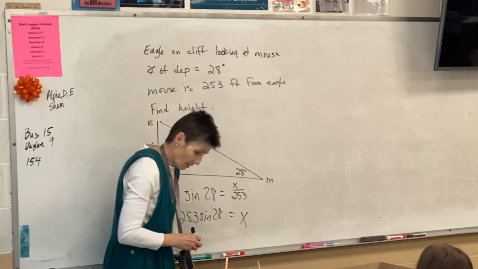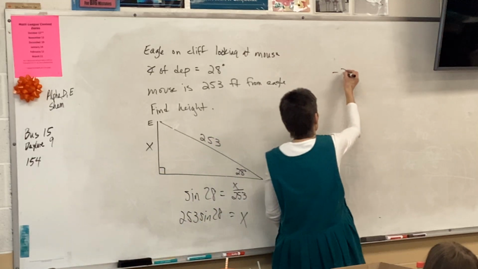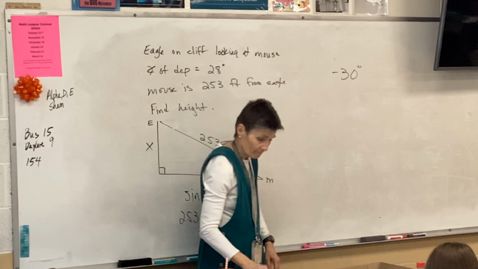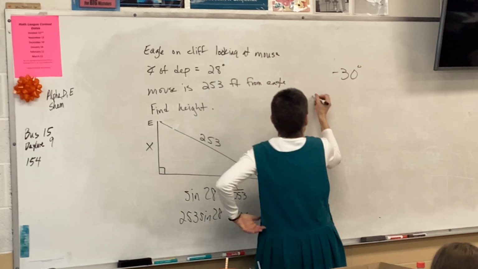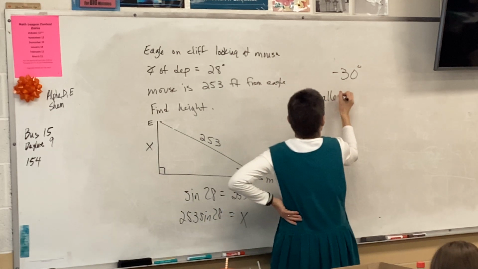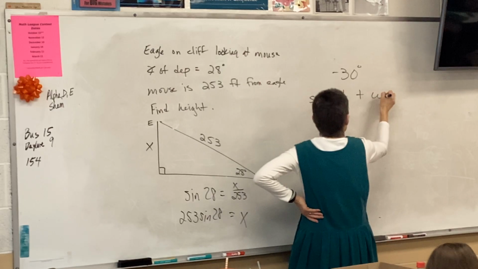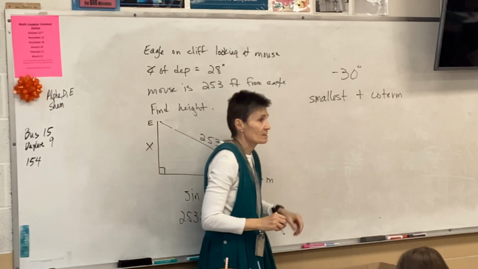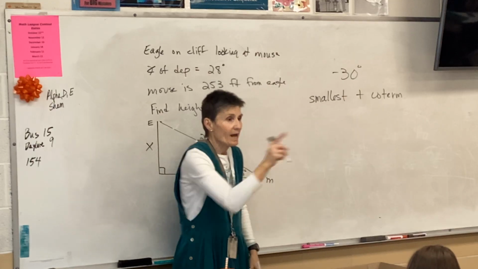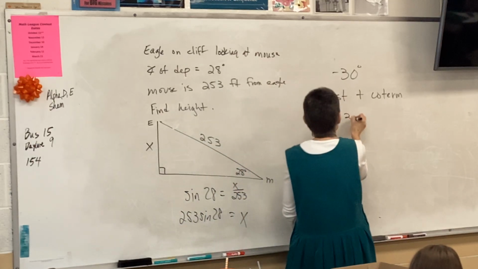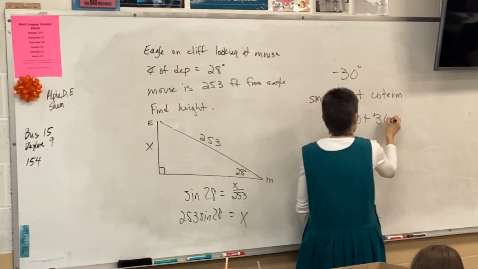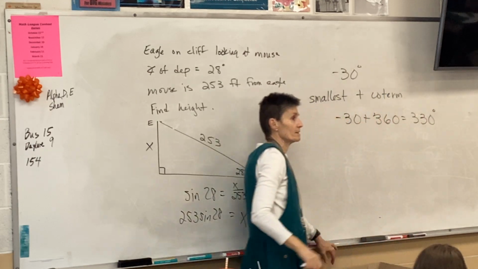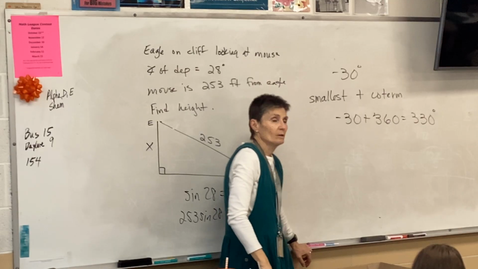Okay? All right. Negative 30 degrees. Find the smallest positive coterminal angle. What do we do to find the smallest positive? Subtract 30. 360. I add 360. So 330 degrees would be the smallest positive coterminal.